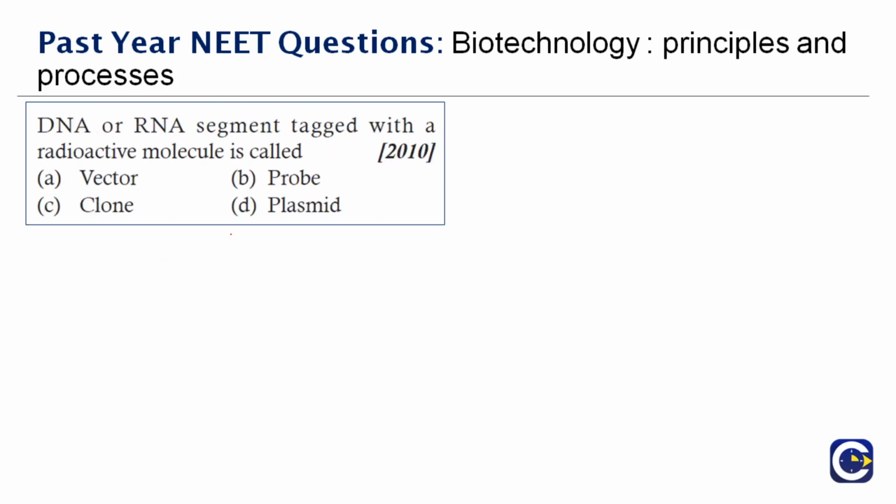Next question here. DNA or RNA segment tagged with a radioactive molecule is called as dash. I think we already discussed this in part 1. By now you'd have guessed the answer.